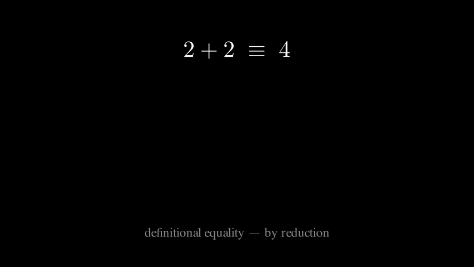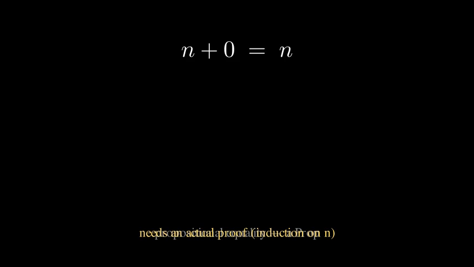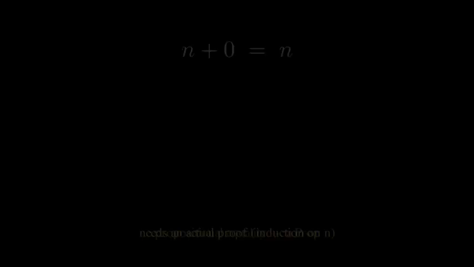Type theory carries two notions of equality. The first is definitional equality, written with 3 bars. The kernel decides it by reducing both sides. 2 plus 2 reducing to 4 is just a computation. No proof needed. The type checker sees it for itself. The second is propositional equality, written with 1 bar. The Eq we built last episode. n plus 0 equals n is not a computation but a statement about every n. It needs an actual proof, typically by induction on n.